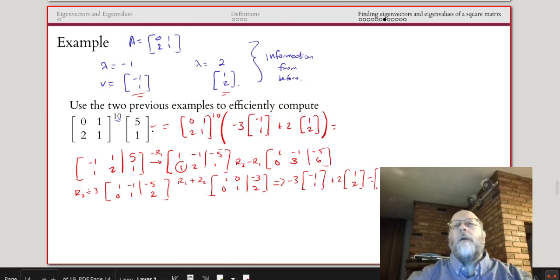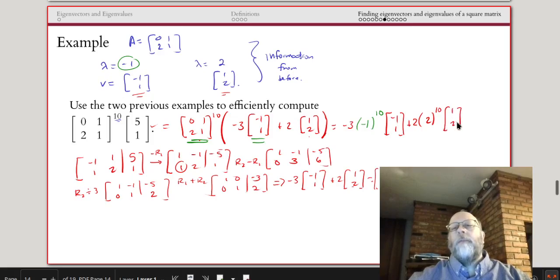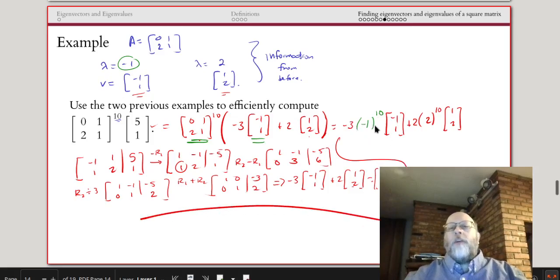But we know what happens when we multiply this matrix times this vector. It scales by a factor of -1. And so what we get here is -3 times, since this matrix scales by -1 and we've multiplied it 10 times, (-1, 1). And then this is going to be 2, and when we multiply this matrix times this vector, it scales by a factor of 2, but we've multiplied that 10 times, (1, 2). Well, -1 to the 10th power is +1, so that just goes away. And we have -3 times (-1, 1). That's just (3, -3).